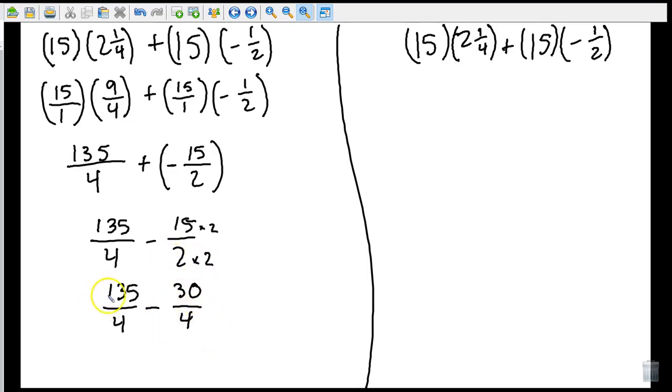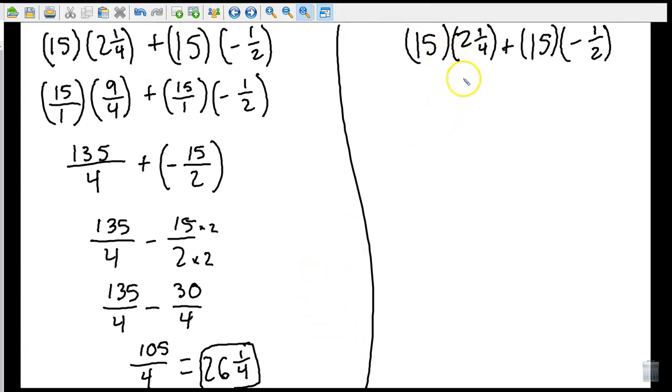Okay? 135 minus 30 is 105 over 4 because the denominator stays the same. And when we turn this to a mixed number, 4 goes into 100 25 times, and then 4 goes into 5 one time, so it's 26 with that 1 left over. So 1 over 4. That is his score, Kevin's score. So that is one way of doing it, okay?